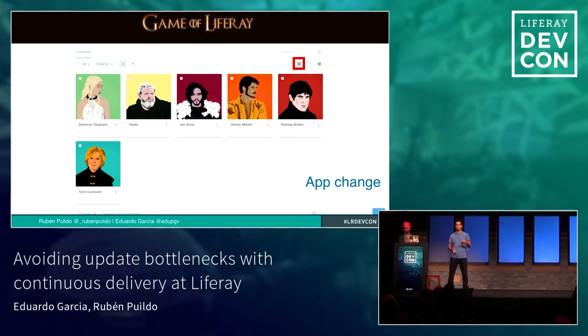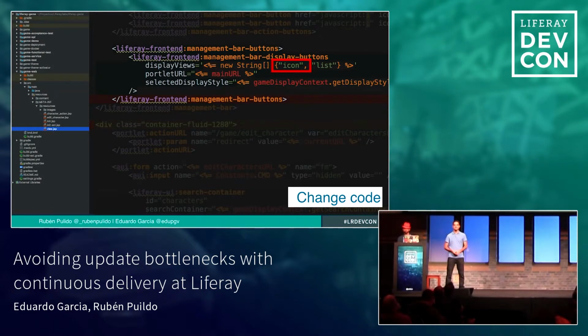So we actually want to create a different visualization for the characters. And for that, we need to add a button to be able to display the characters in a different way. So let's see how we do that. The first thing is we make the code change. In this case, it's very simple. We just add a string there, and we have our additional button to display the characters.